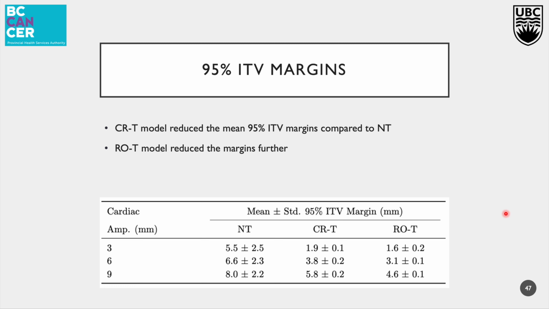And to look at this numerically with all of the data collated again, here we have the mean values, the mean 95% ITV margins for each of the cardiac amplitude groups. So, as we saw before, the CRT model reduced the mean 95% ITV margins compared to no tracking, and then the ROT model reduced those margins further. And here our error bars are much smaller, so we can actually say that ROT is better than CRT, and that is better than no tracking.